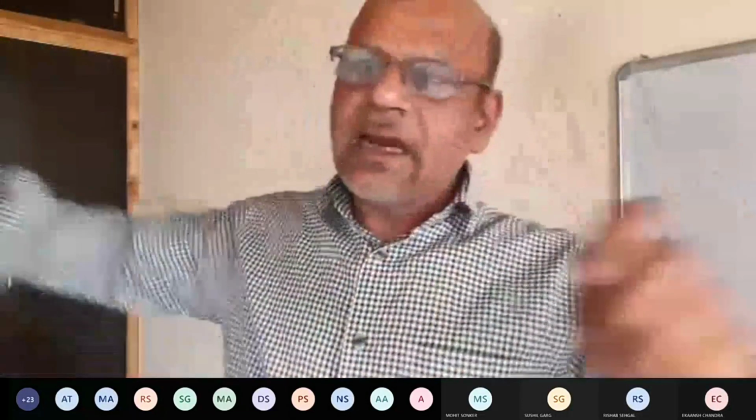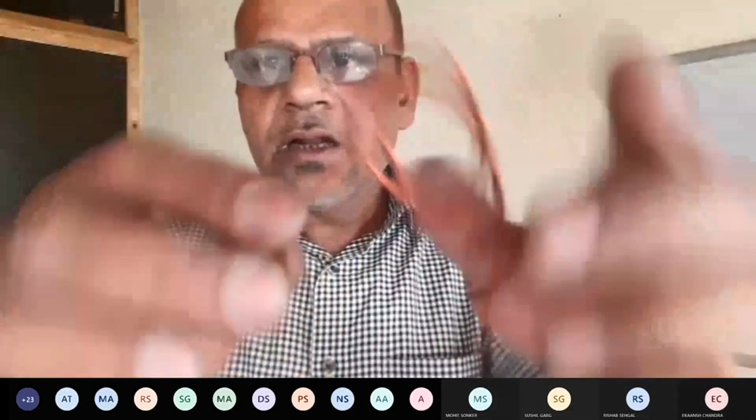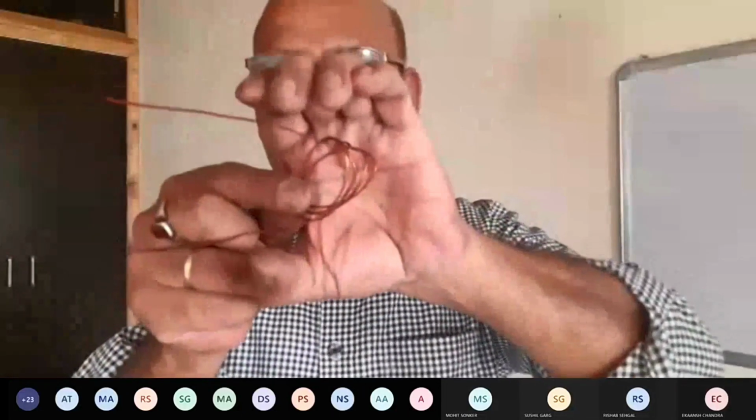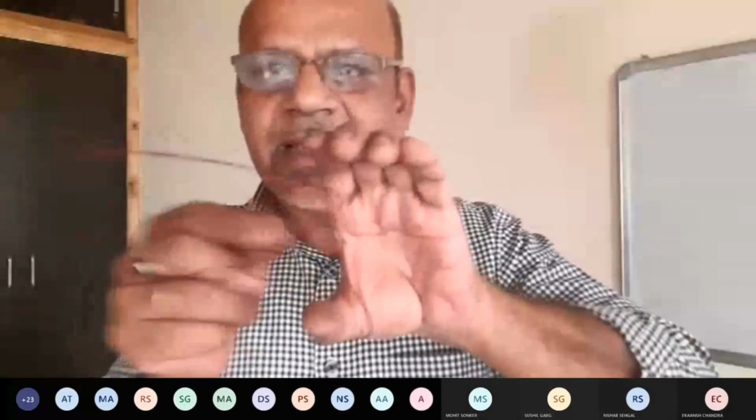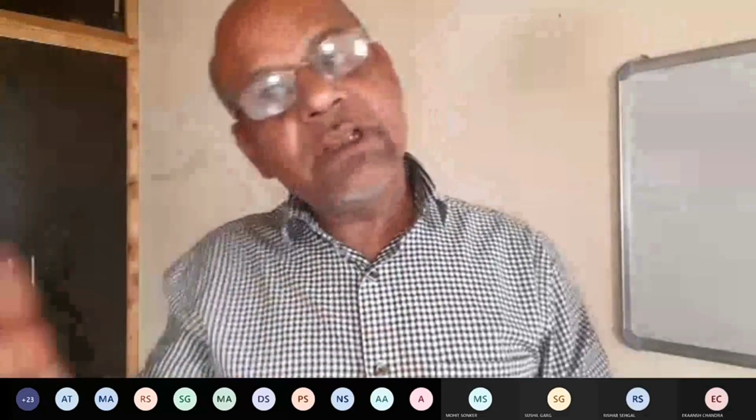The second one is the length of the conductor. All the length has to be within the magnetic field. It is not that you take a long wire and only a small bit is here with the rest outside. Normally, it is turned into a coil and the coil is placed inside the magnetic field. When it is moving here, EMF will be created. More number of turns, more length of the coil basically, more the EMF.